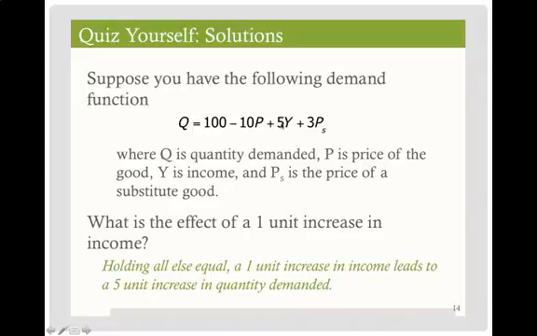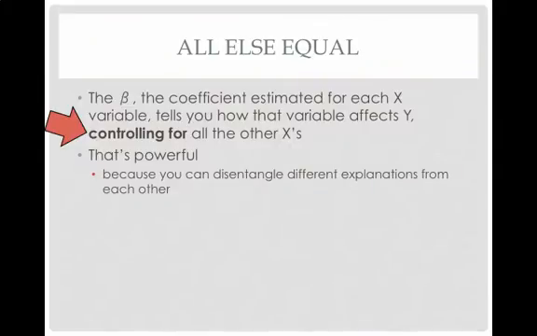And that's exactly what a regression model is. It's a linear formulation where you're holding other things constant, and you're going to find the effect of each variable on the y variable. So the coefficient, that's the beta, for each x variable tells you how that variable affects y, controlling for all the other x's. I just wanted to put that in as a definition. That's how we talk about it, that we're controlling for the other x's.